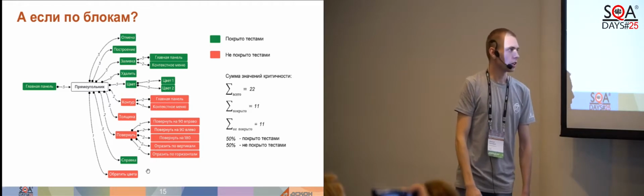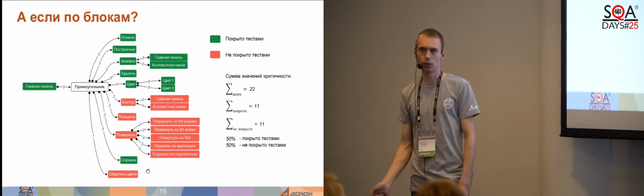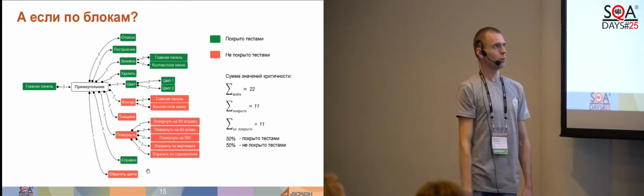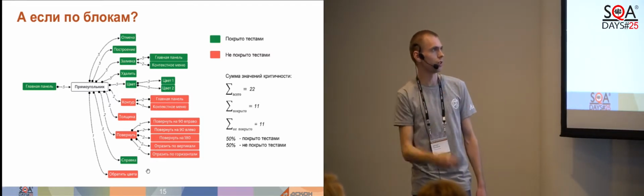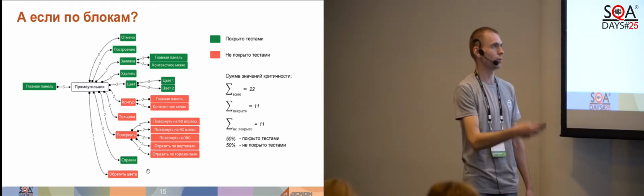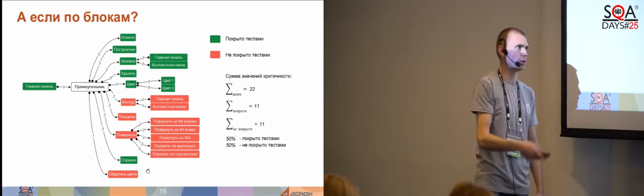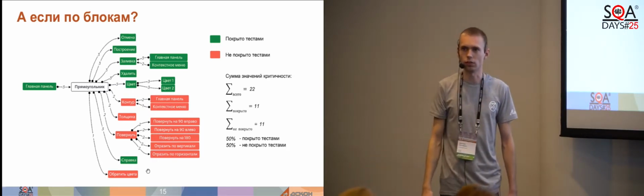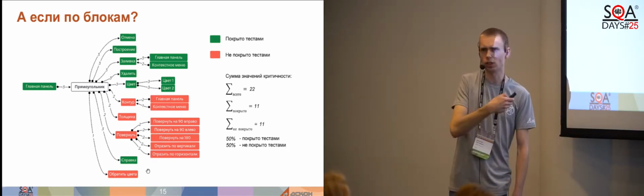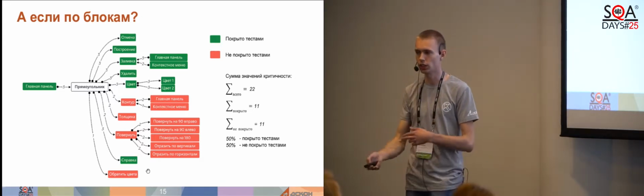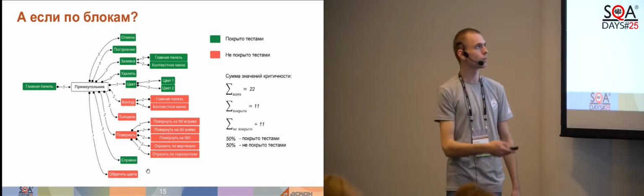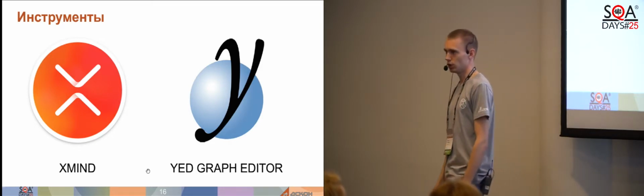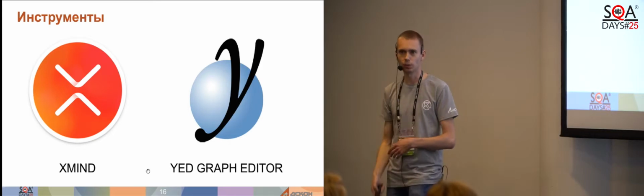Here we look at the functionalities. So if it's not covered with the test, it's green. If it's covered, it's red. And then we calculate, for example, 22 non-covered, 11 covered, and then we find the final ratio. But this is not very representative, probably, because it doesn't show the precise criticality.